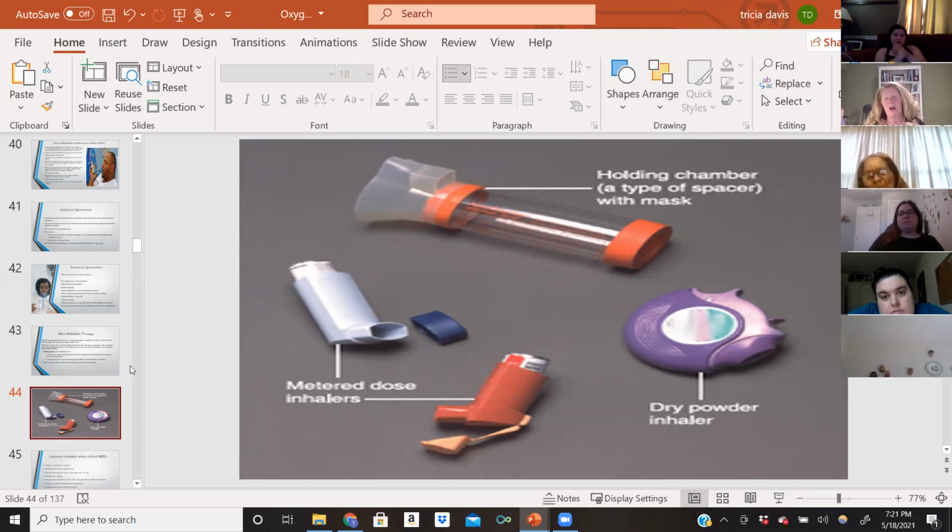A spacer. So they also call it a holding chamber. Some people call it that. Most people call it a spacer.